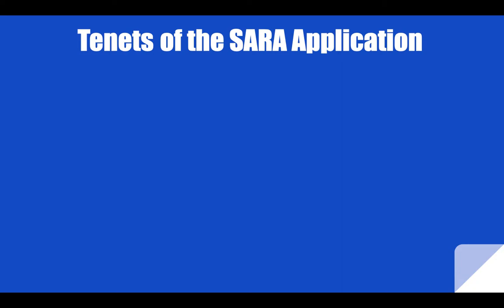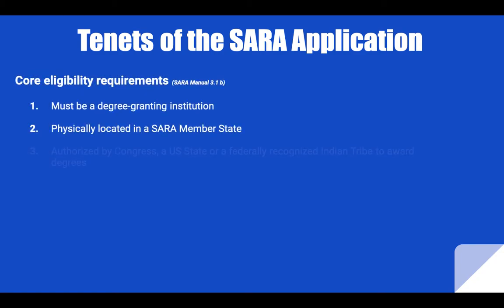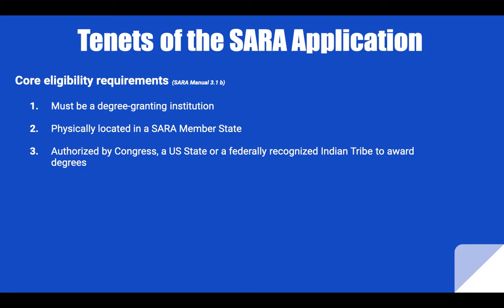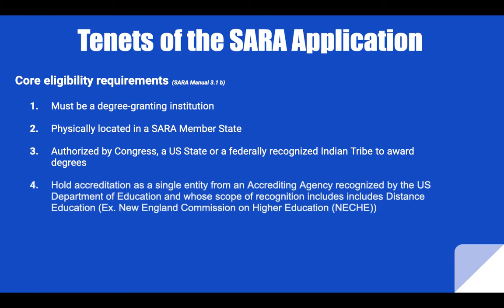In order to be eligible, you must be a degree-granting institution. You must be physically located in a SARA member state, and that includes 49 U.S. states, all but California, the District of Columbia, Puerto Rico, and the U.S. Virgin Islands. You must hold authorization from Congress, a U.S. state, or a federally recognized Indian tribe, and you also must hold accreditation by a single entity or association recognized by the U.S. Department of Education.